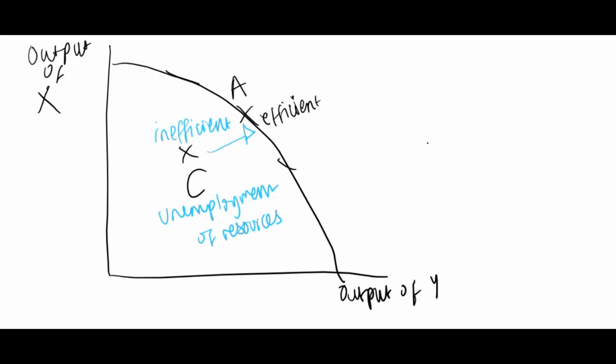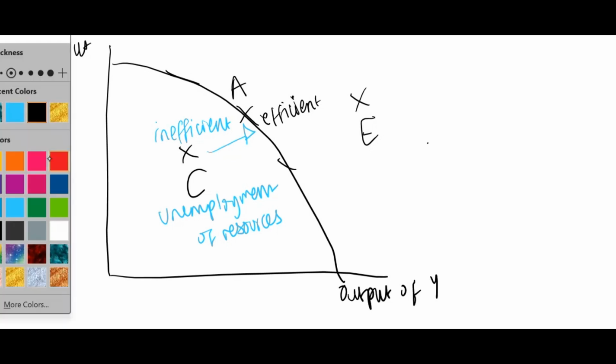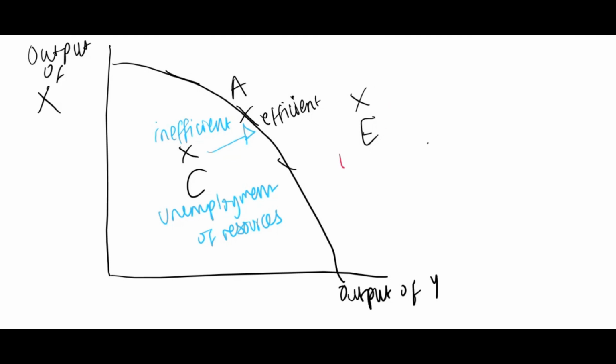But if we're at, theoretically, point E, what do you think this means? That means that you can't achieve it, unless there's a shift in the curve. But yeah, so this is unattainable.